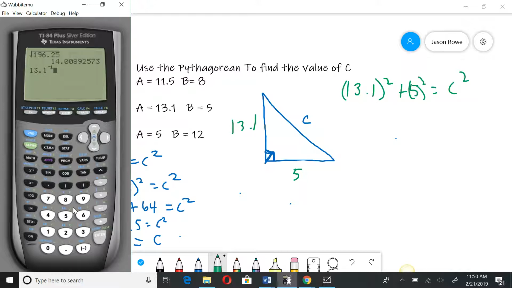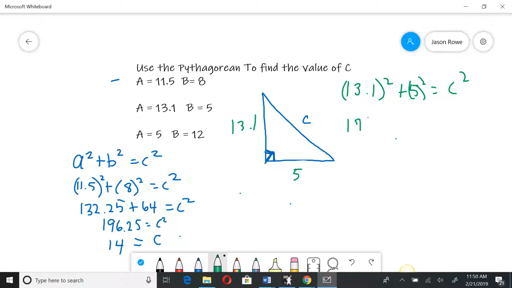13.1 squared, let's just clear that, start over, Mr. Rowe. It's a lot easier than trying to figure out what to do real quick. 13.1 squared is 171.61. 5 squared is 25. And that's going to equal c squared.